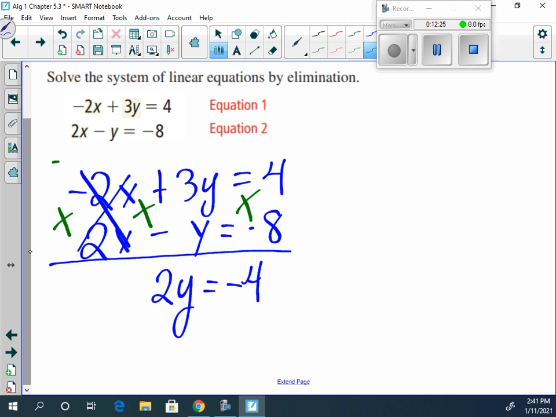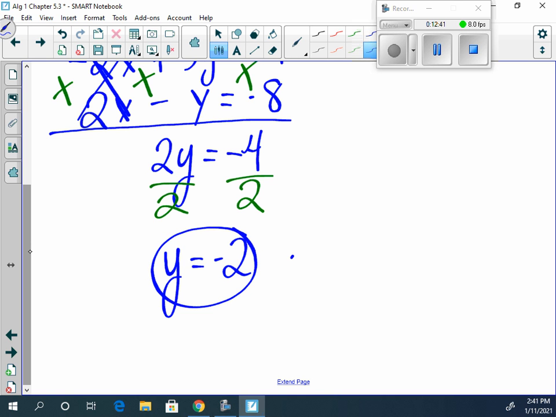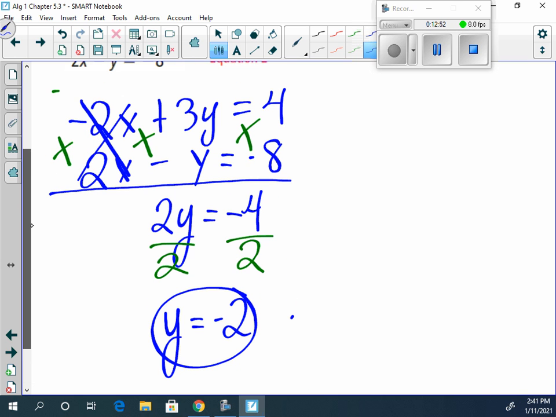Questions on this here. So what do we need to do next? Well, now we can just solve for the value of y. So we can divide both of these by 2, which tells us y is equal to negative 2. Y is equal to negative 2. Any questions on any of this here so far?